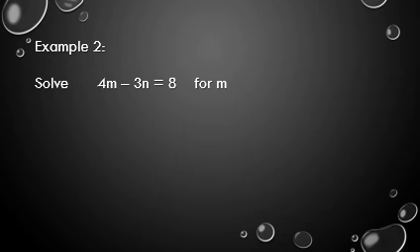Alright, example 2. This time we need to solve for m. Alright, so remember the first thing we try to do is we're working backwards on our order of operations. So we need to get rid of anything that's being added or subtracted. And we are solving for m. So that means we need to first get rid of this minus 3n. To get rid of a minus 3n, we add 3n to both sides.